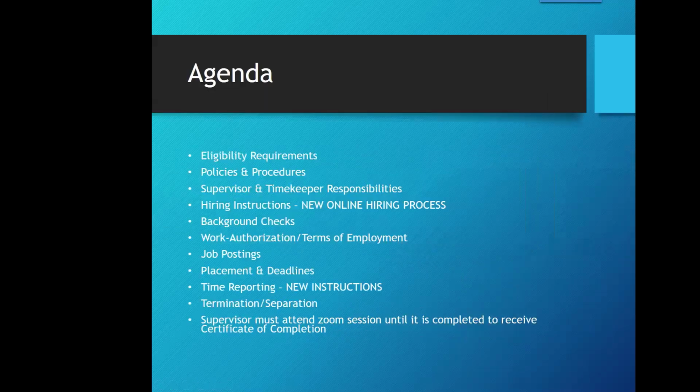So I'm going to go ahead and begin by going over some of the agenda items that we'll be discussing today. Then Dora and Sarah will assist in a demonstration on how we will be initiating the new online hiring process this year. This morning, we're going to go over the basic eligibility requirements, policies, and procedures of the Federal Work Study, Supervisor and Timekeeper responsibilities, the new online hiring process, the background checks for new student employees, the work study hiring form, terms of employment and work authorization, how to post a work study job, and this is primarily for the brand new student versus your continuing student, placement and deadlines, and how to report federal work study time on the timesheet. We have some new instructions for that as well. Terminating and separating student employees, and just to give you a heads up, the supervisors must attend the entire session in order to receive credit and your certificate of attendance at the end of the session today.